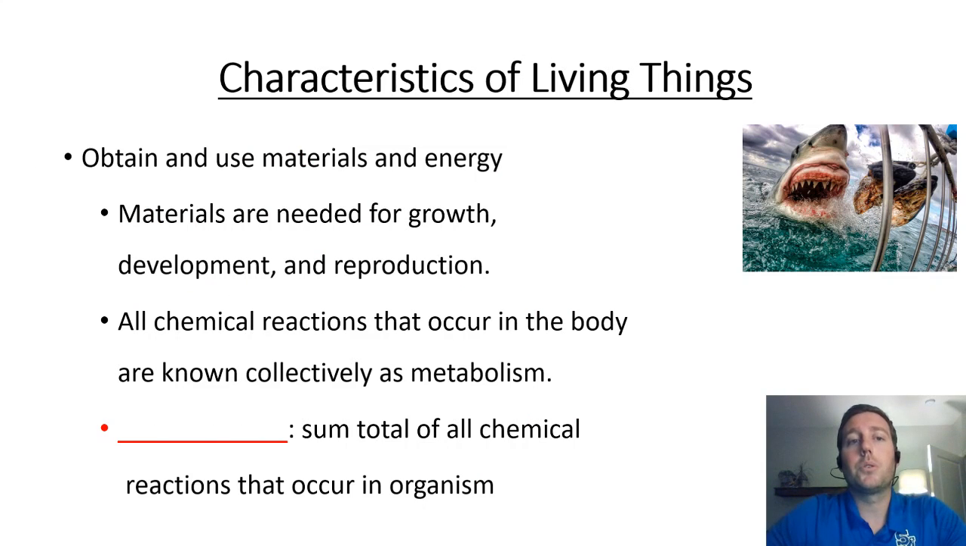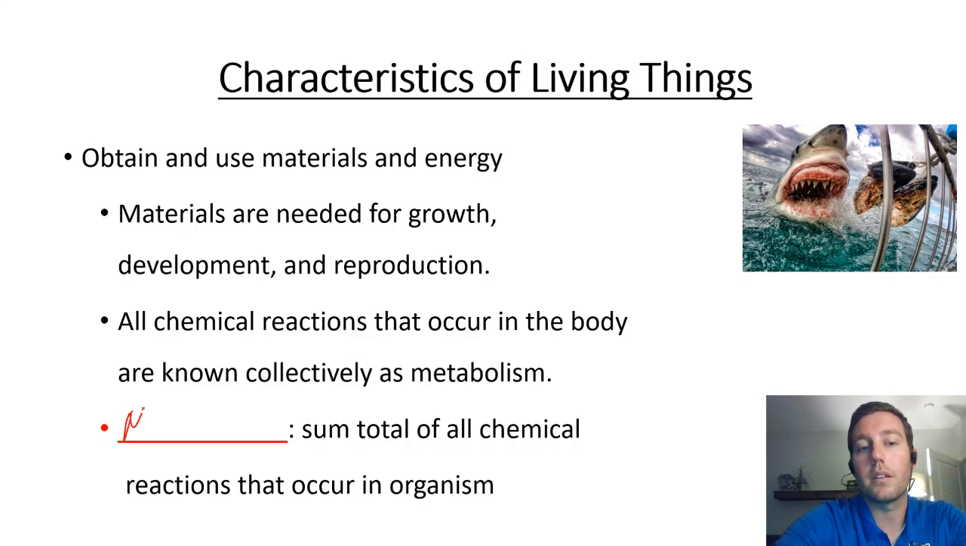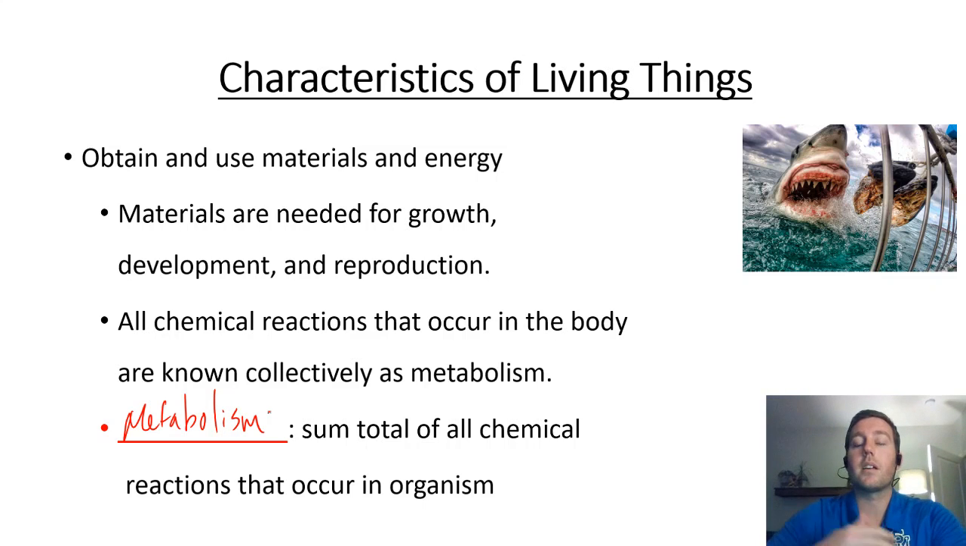All living things are able to use materials and energy. We talked about this a little bit, but materials are needed for growth, development, and reproduction. Another term for this, which I briefly mentioned at the beginning, is our metabolism. Metabolism is the sum total of all chemical reactions that occur in an organism. All these chemical reactions that occur in the body are what we call our metabolism, and it is basically how we use materials and energy.